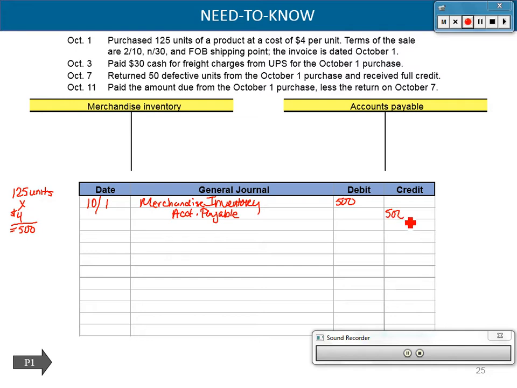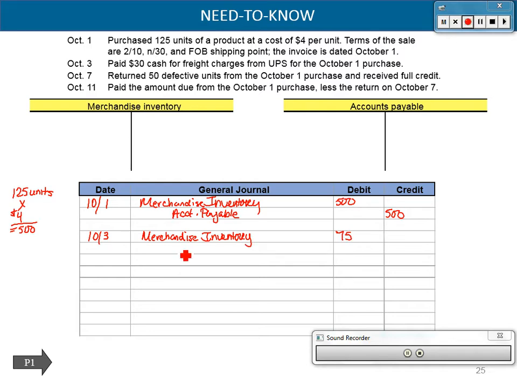Now, October 3rd, they paid $30 cash for freight charges from UPS for the October 1st purchase. So what do we debit? Merchandise inventory. Is freight charges ever listed as a separate line item? From the buyer's standpoint, yes. So would that $30 go in merchandise inventory or would it go in a shipping cost? No, it goes under merchandise inventory. We'll talk later about when it's recognized as a delivery expense.